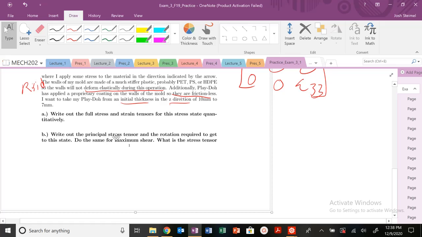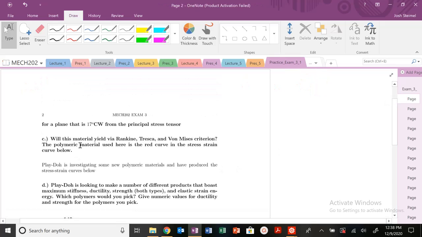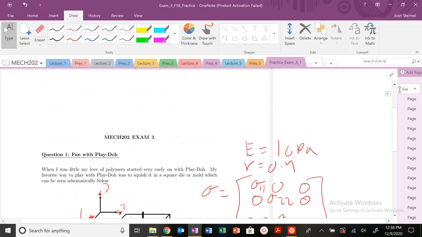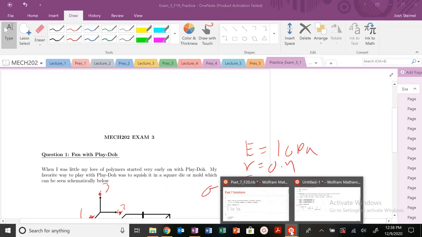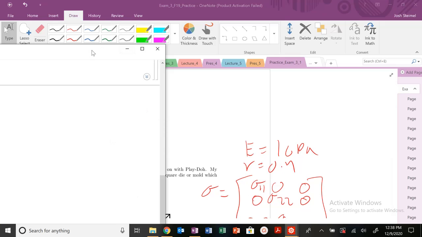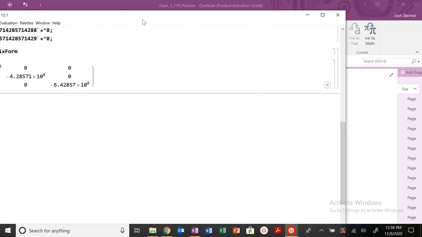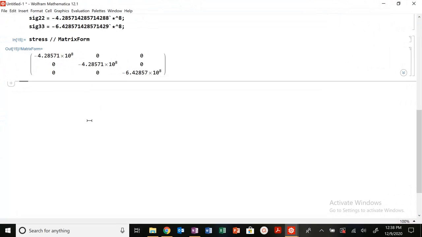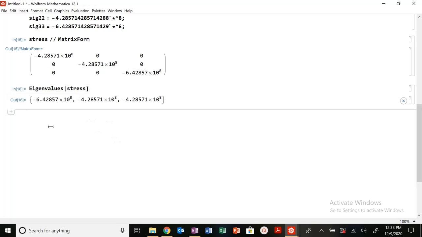Write out the principal stress tensor, rotation required to get to this state. Do the same thing for maximum shear. What is the stress tensor for a plane that is 70 degrees clockwise from the principal stress tensor? So I'm going to break this down into planes, but I can also give you the principal stress tensor for the entire 3D state. So I could look at my stress, I could look at eigenvalues, and that's going to be my principal stresses.